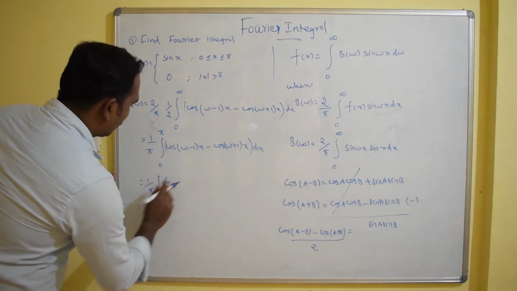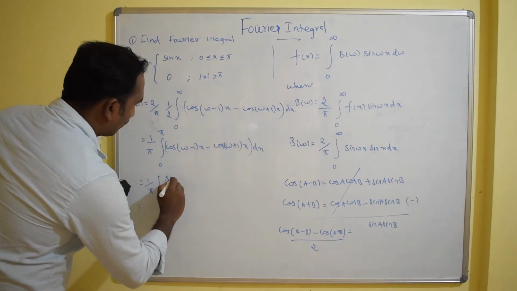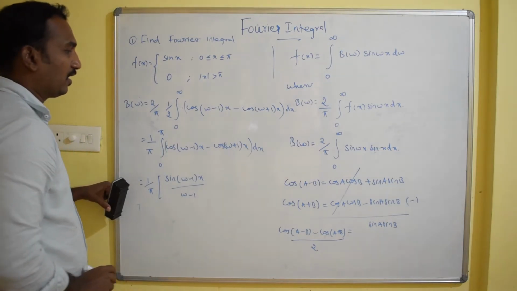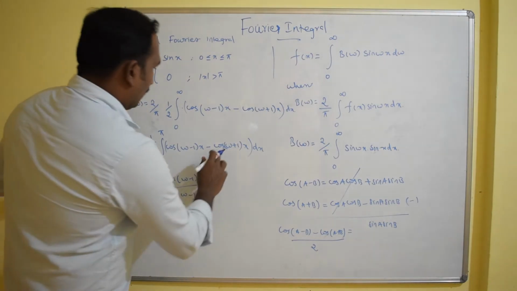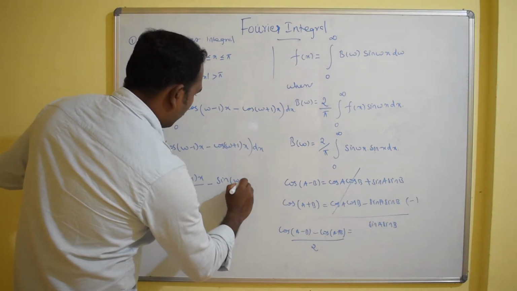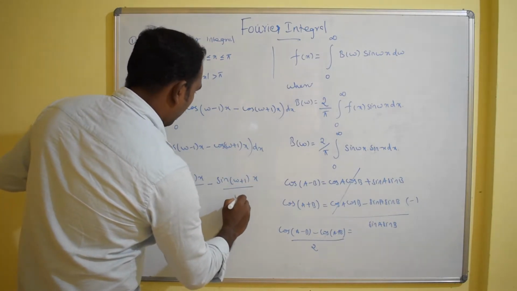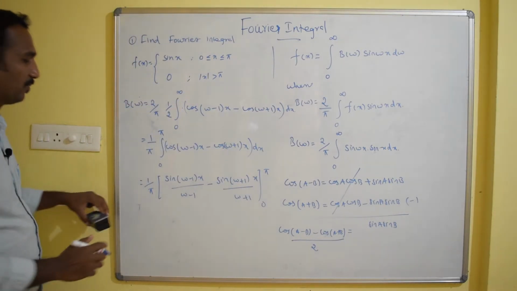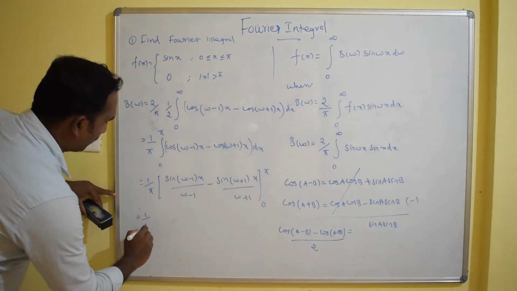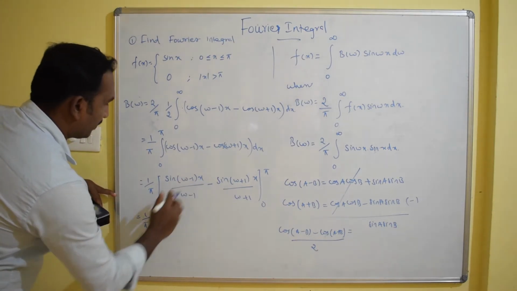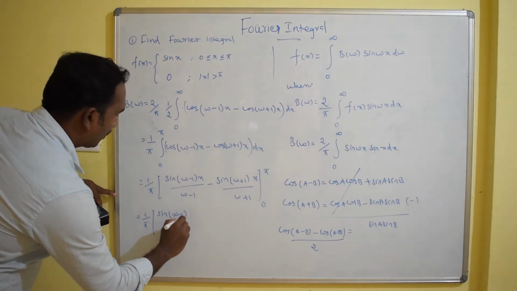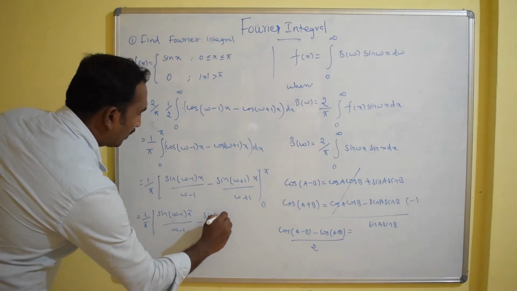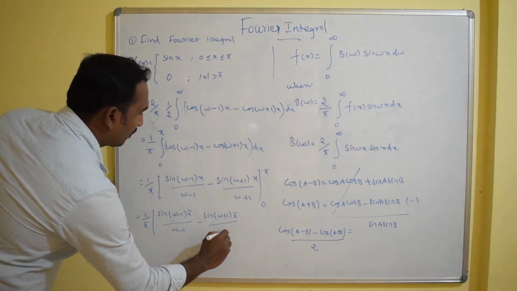So here, sin((omega minus 1)x) divided by (omega minus 1), and then minus sin((omega plus 1)x) divided by (omega plus 1), and the limit varies from 0 to pi. Now replace x with pi, so you will get 1 by pi, and then this will become sin((omega minus 1)pi) divided by (omega minus 1) minus sin((omega plus 1)pi) divided by (omega plus 1).